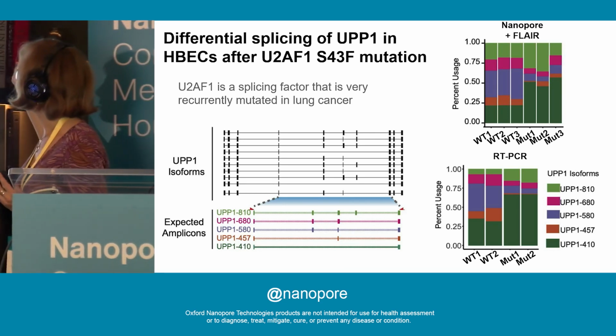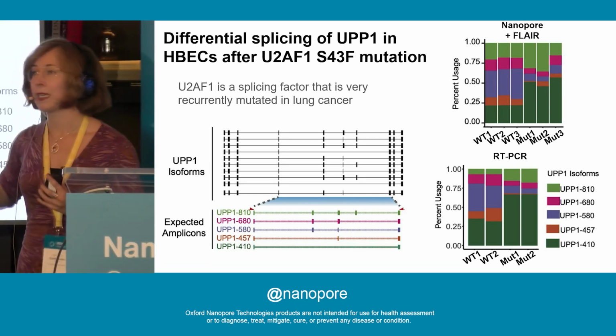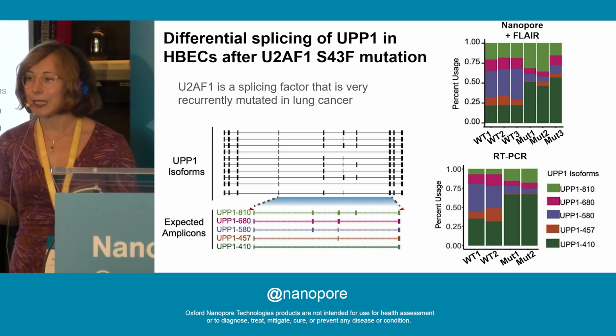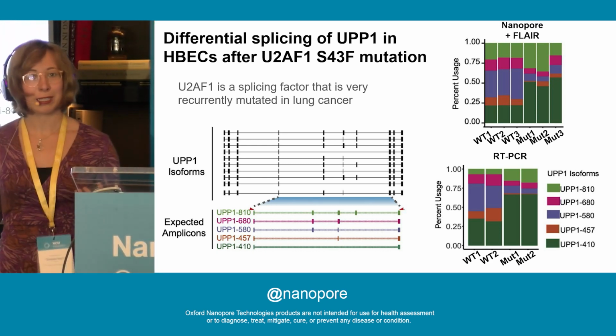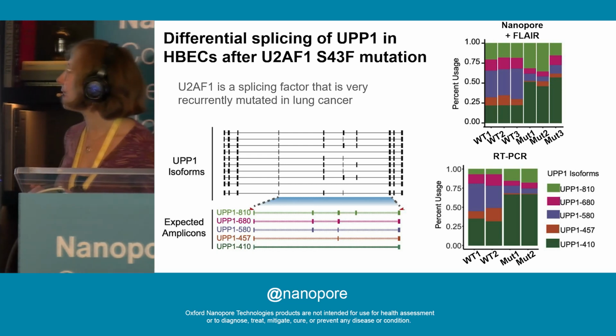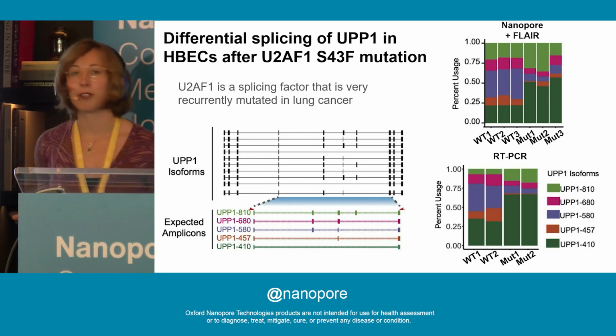And this is a result that is really well recapitulated in the RT-PCR. And this is really exciting because these isoforms are actually more productive. They make more protein. And that's a very interesting functional result for this gene.